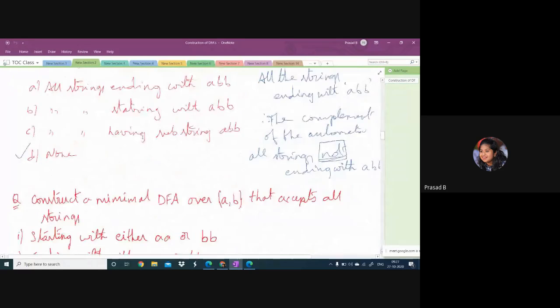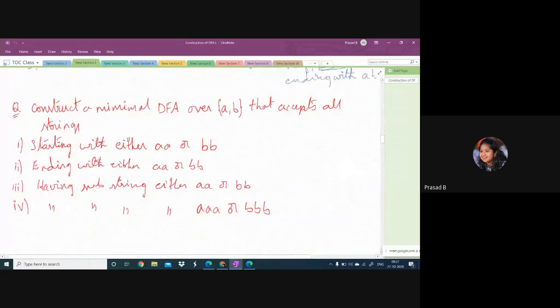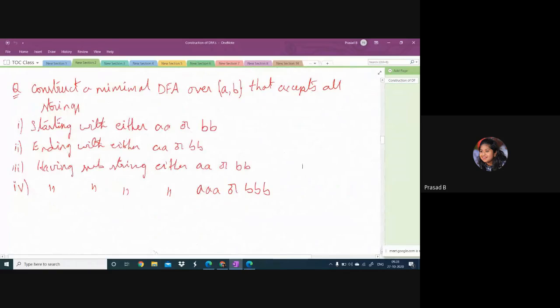Let's come back to this one. Earlier I gave you this question, then we jumped to another. So copy this one. Construct a minimal DFA over A, B that accepts all strings. First one, starting with AA or BB. Next, ending with AA or BB. Next, having substring AA or BB. Next, having substring AAA or BBB.